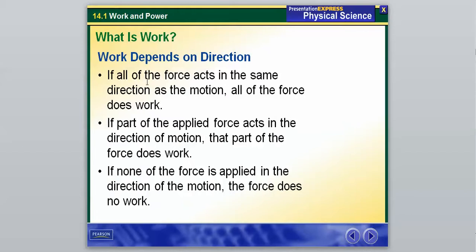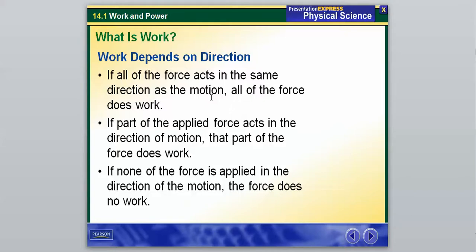And there are some different ways that we can measure this. First off, if all of the force acts in the same direction as the motion, all of the force does work. So if you're pushing a box across the floor and your motion is in the same direction as the force, then all of that force goes towards doing work.